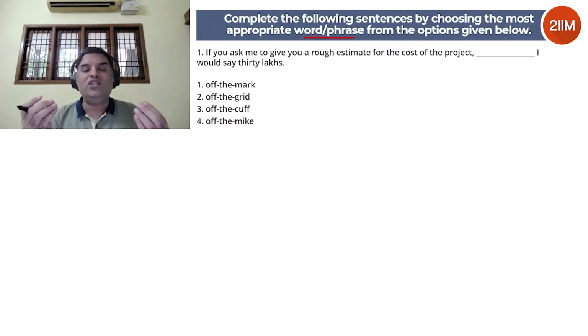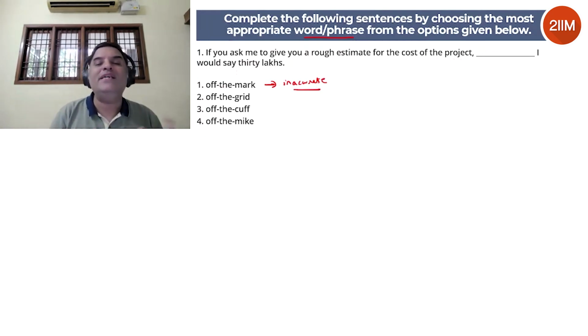We call that connotation in English. So is it a positive word? Is it a negative word? Is it a neutral word? Here, obviously, you won't have a negative word for sure, but it can be a neutral or a positive word. But we can't really make any guesses, so we'll go to the options. Okay, off the mark. All right, so if you ask me to give you a rough estimate for the cost of the project, off the mark, I would say 30 lakhs. Now, off the mark means inaccurate. Okay, that won't fit here.